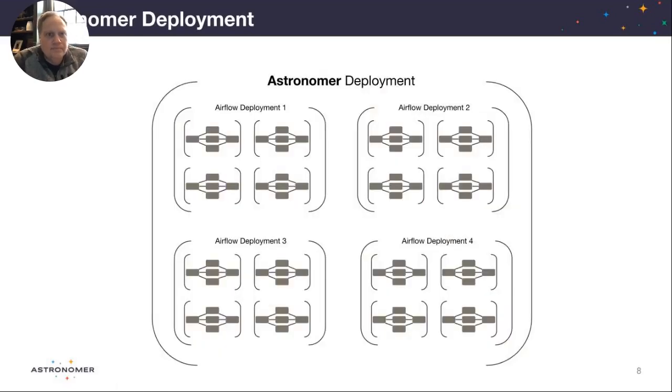So let's see. The Astronomer product is designed to allow you to create, configure, and decommission Airflow deployments. In this view, I'm nesting tasks inside of DAGs, inside of Airflow deployments, and inside of an Astronomer deployment. The Astronomer deployment runs on Kubernetes. It gives each Airflow deployment its own Kubernetes namespace.